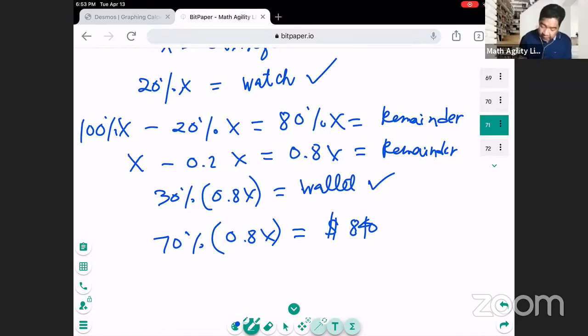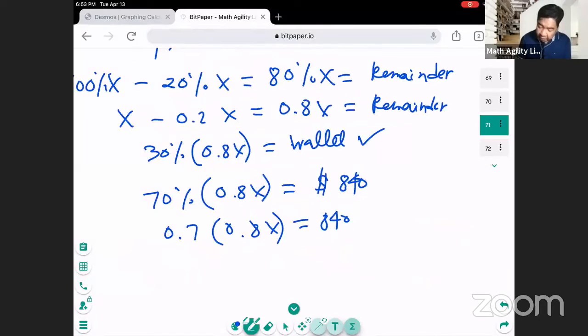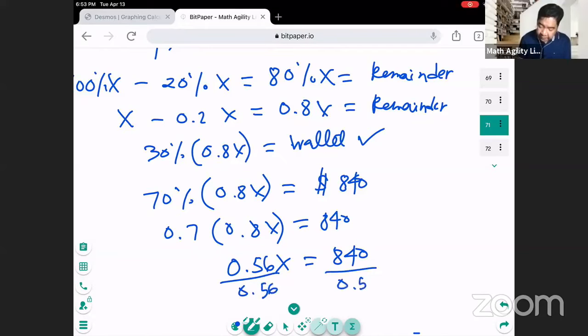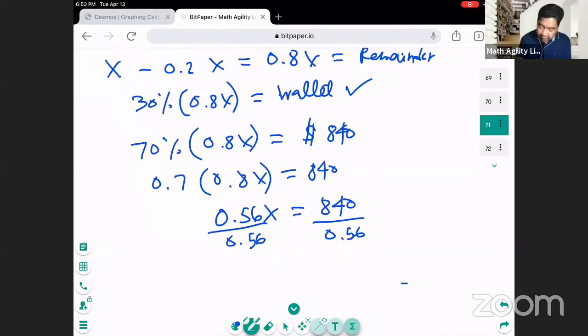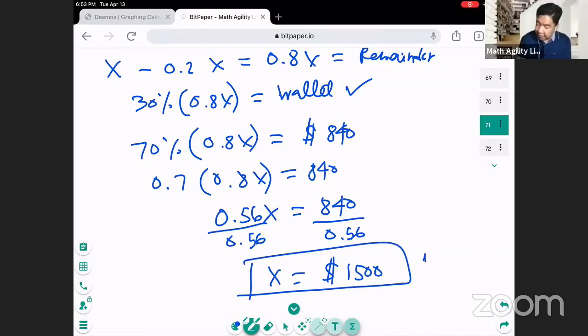So let's try to put this in decimal form. So 0.7 times 0.8x equals 840. So this would be 0.56x equals 840. Then let's divide both sides by 0.56. So x is equal to $1,500. So this is the original amount, sorry, the initial money that Terence has, or the savings he has.